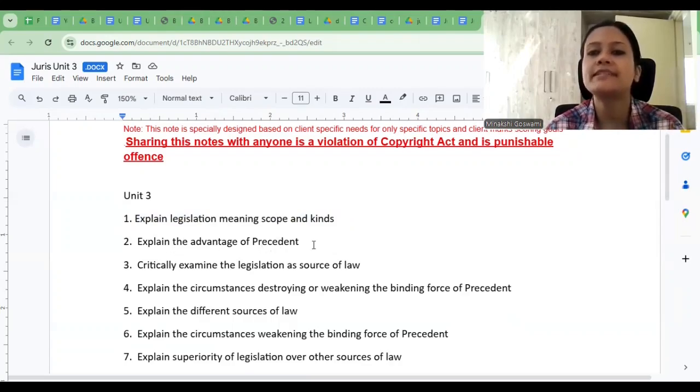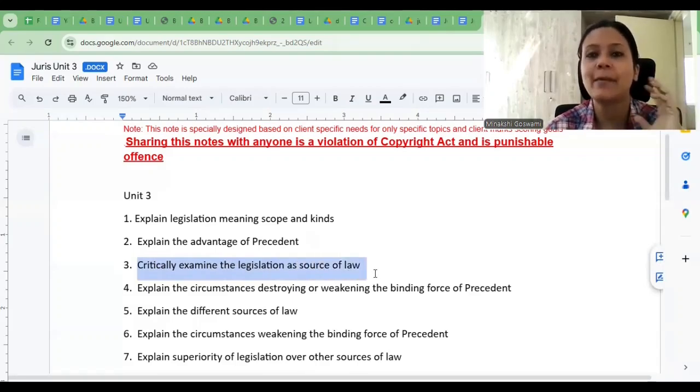Explain the advantage of precedent, why precedent is needed, how it helps. You need to explain that. Critically examine the legislation as a source of law. So definitely from Unit 3, something around sources of law you can expect. It can be write a short note on sources of law. It can be write a note on any of the specific sources also, or it can be how a specific source helps, like that also you can expect questions.